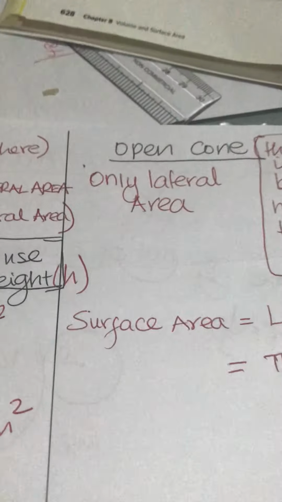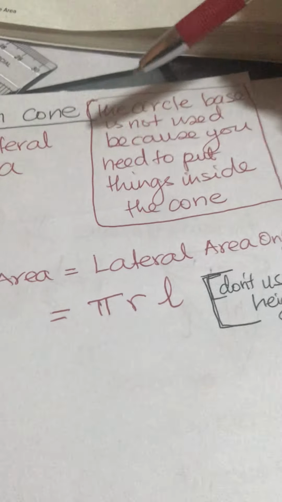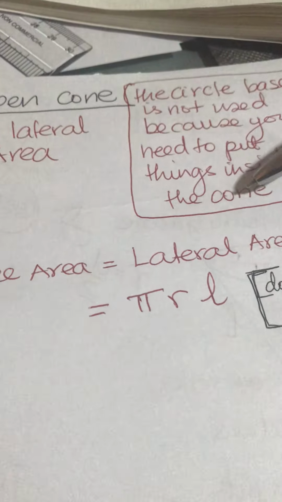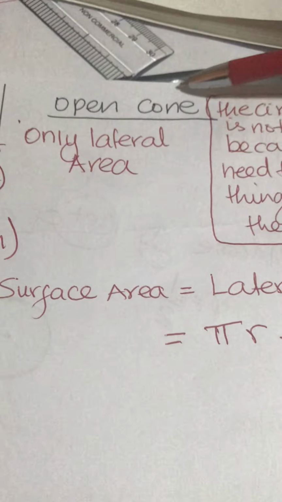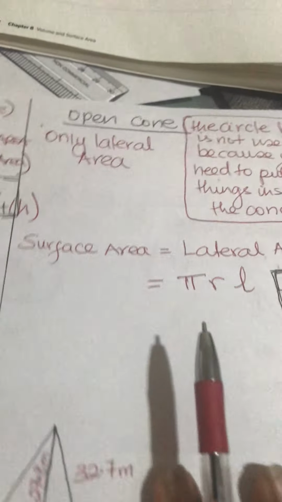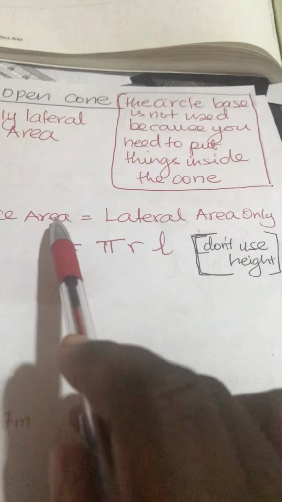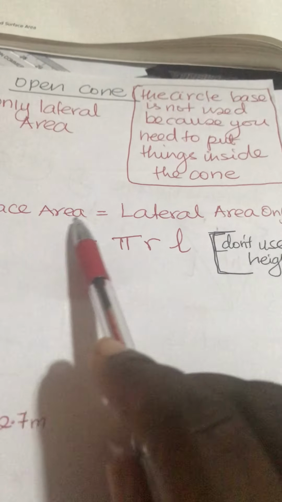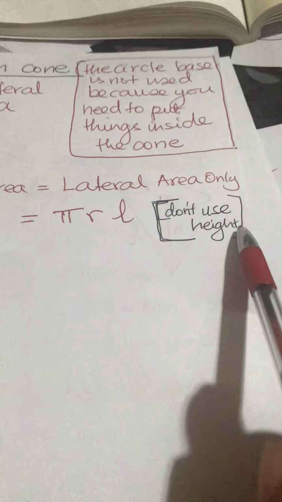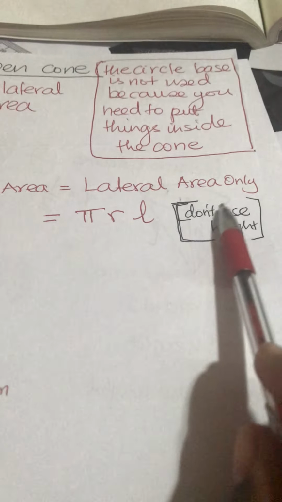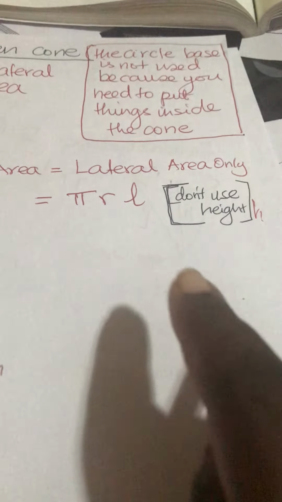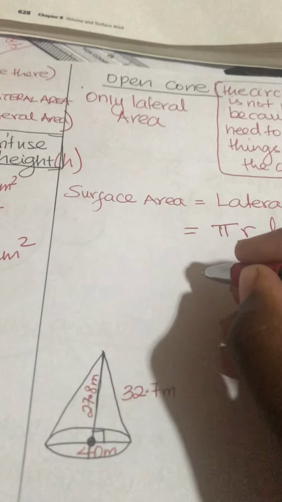All right, now let's go to the open cone. We have said the circle base is not used because you need to put things inside. So an open cone means you only find the lateral area. How do we find the surface area for the lateral part? Lateral area only equals pi r L. Remember, you're not using H. Do not use H. Use L.